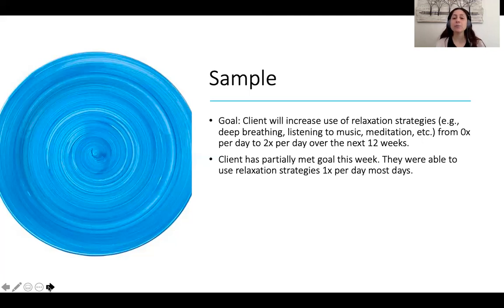And then a little brief sentence about progress toward the goal. In this case, client has partially met goal this week. They were able to use relaxation strategies 1 time per day, most days. Okay, this is sufficient for the G goal section of the GIRP note.